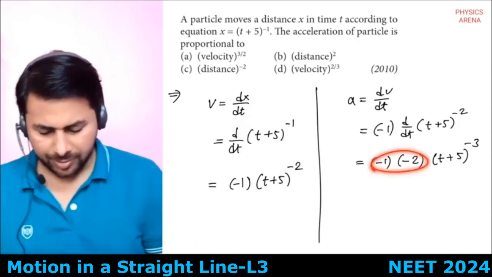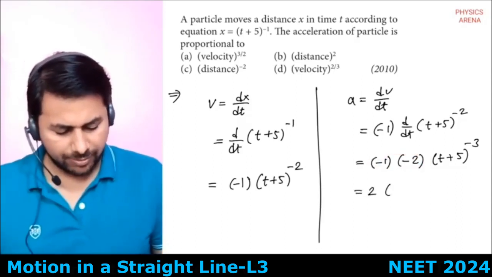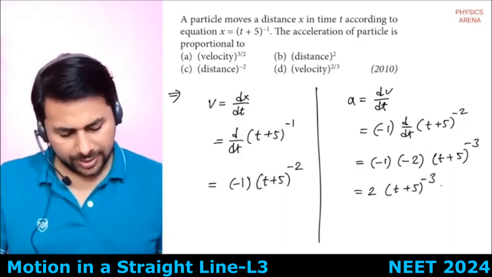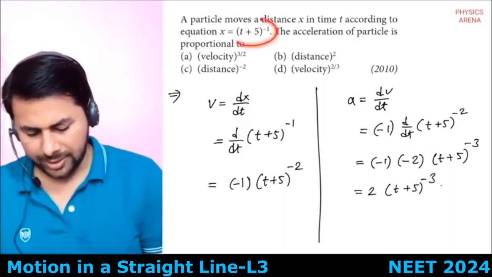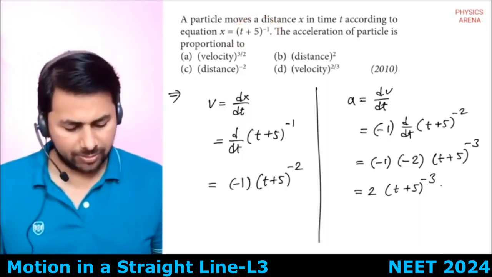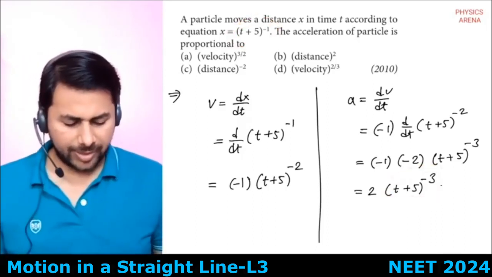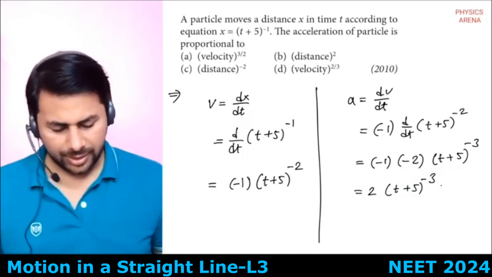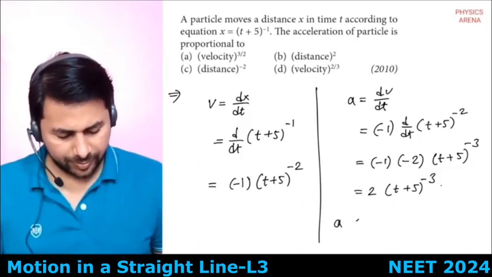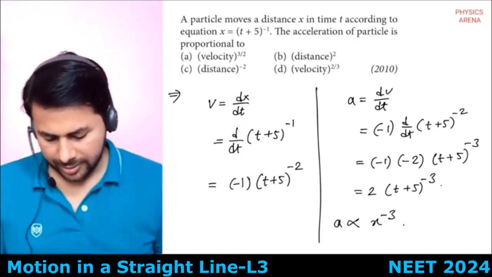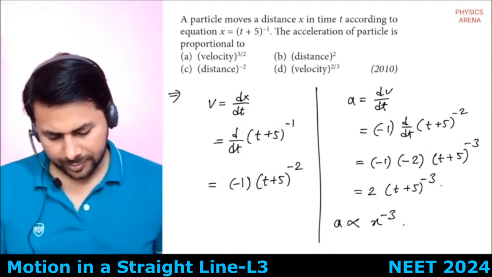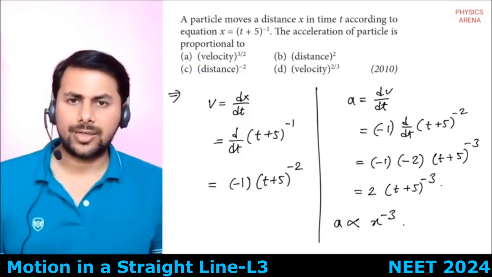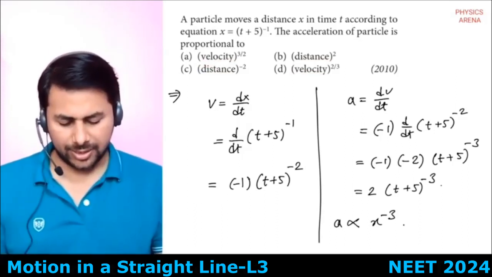Okay, so this becomes plus 2 times t plus 5 raised to minus 3. So I can say it is directly proportional to, I have distance which is equal to t plus 5 raised to minus 1, and this is t plus 5 raised to minus 3. So I can say that it is directly proportional to x raised to minus 3. Is it there in the options? It's not there, but there are 2 other options which are related to velocity, so we need to check that.